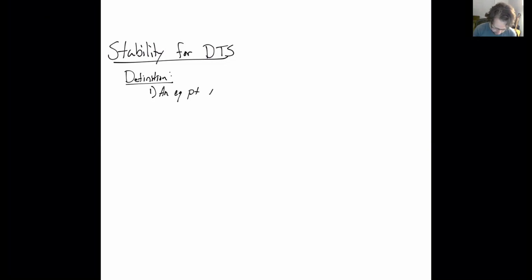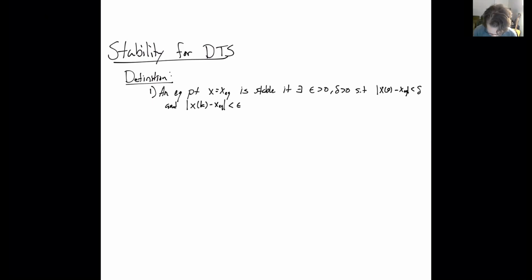if there exists an epsilon greater than 0 and a delta greater than 0, such that if my initial condition is delta distance away from that equilibrium point, and my solution over all time k stays an epsilon distance away. And this is for all k in the natural numbers.